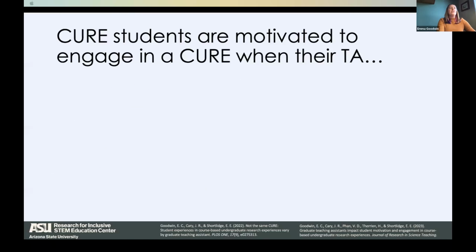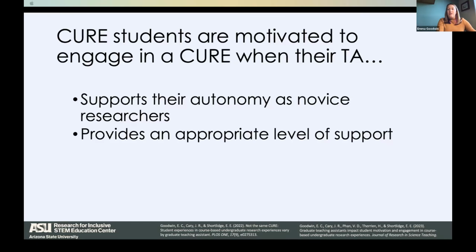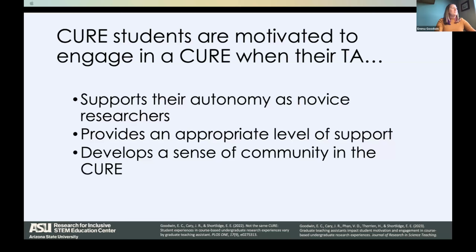We've also found that CURE students are motivated to engage in a CURE when their TA supports their autonomy as novice researchers, provides an appropriate level of support, so is there to provide guidance, but is not there to just tell students what to do and give them all the answers right away. That kind of appropriate guidance, yeah. And also develops a sense of community in the CURE. So students talked about feeling like a member of a team, and like they were a part of a research team rather than just individuals in a class, and that was really powerful.